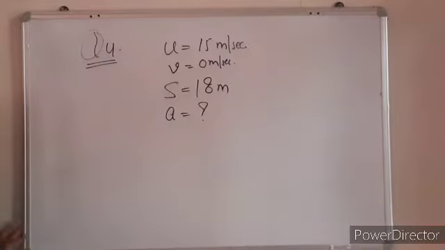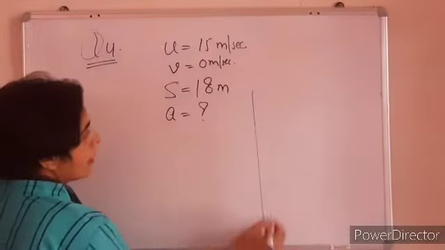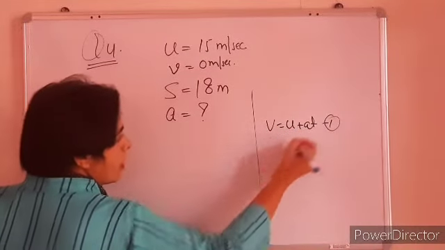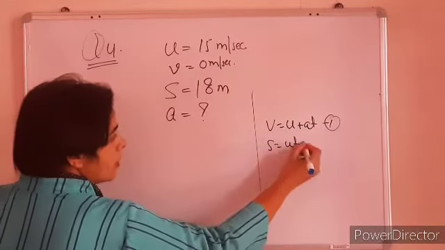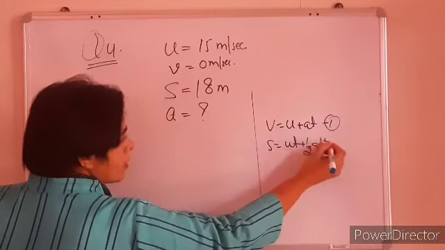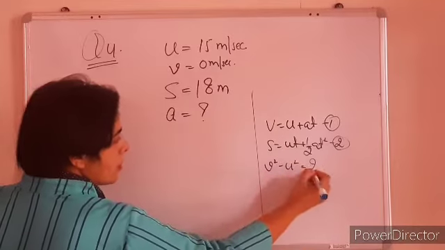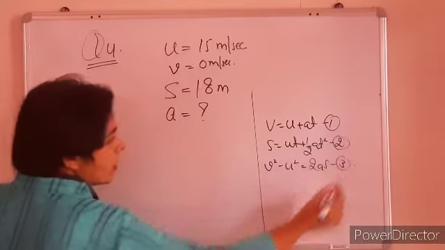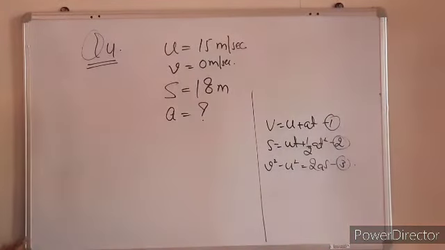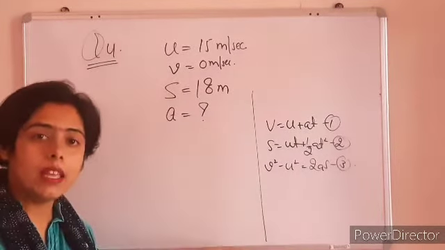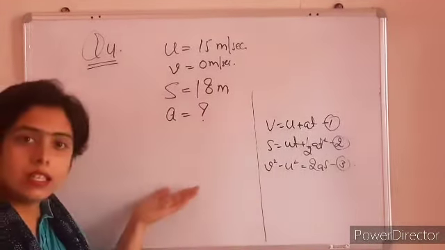Now let's see which formula is to be applied. Write all the formulas. V is equal to U plus AT. This is your first formula. S is equal to UT plus half AT square. Your second formula. V square minus U square is equal to 2AS. This is your third formula. Fine. Now we have to figure out which of these three formulas we have to apply to get the result.